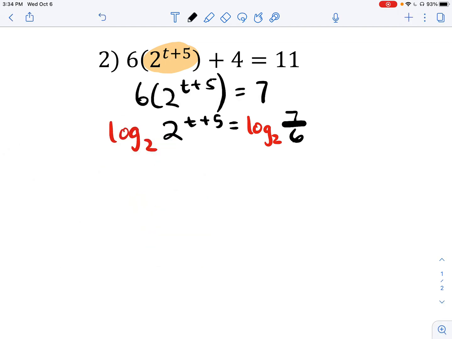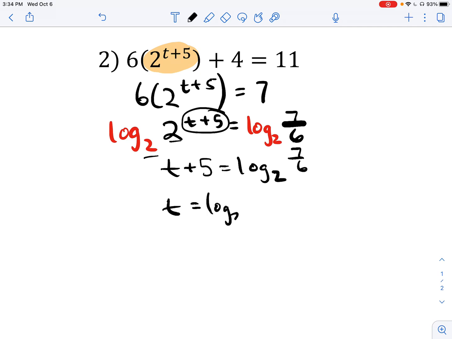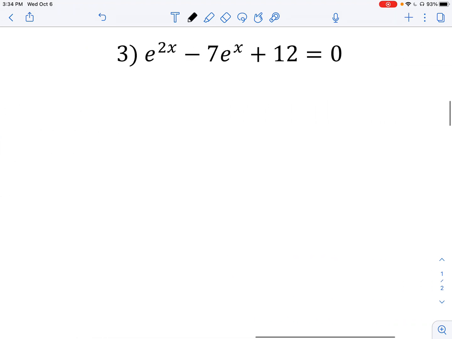So why am I doing log base 2 of both sides? Well, if my base, in this case 2, and my argument are the same, then all of this is simply equal to the power it's raised to. So this would be equal to t plus 5. Now I have log base 2 of 7 over 6. t then is equal to log base 2 of 7 over 6 minus 5. And this comes out to approximately negative 4.78.